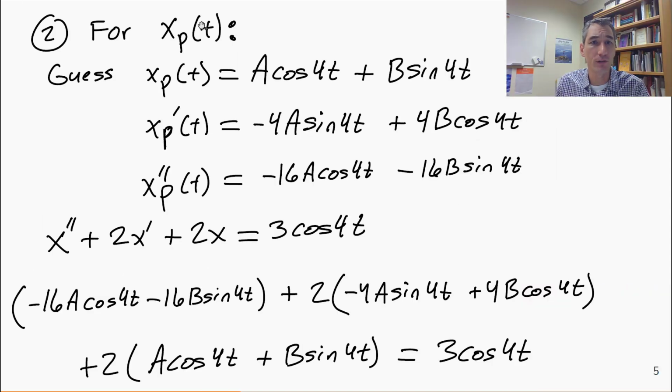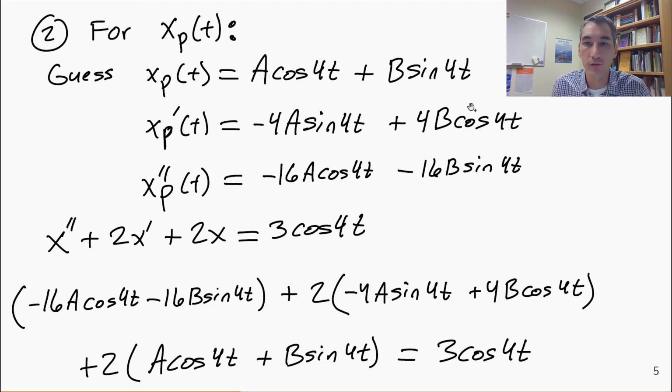Now let's find the particular solution. Again, because the forcing term is a cosine, we pick our particular solution to be a cosine and its derivatives. Remember, the key with the particular solution is to pick something that looks like the forcing term and its derivatives. In this case, the forcing term is cosine of 4t, so we pick cosine of 4t. The derivative of that would be a sine of 4t, and we put A and B because we don't know exactly what numbers we need.